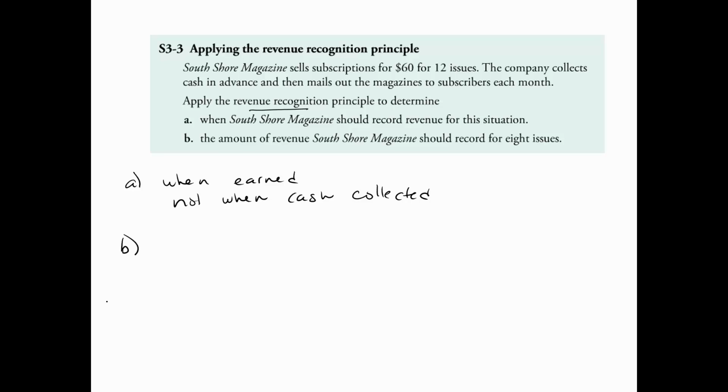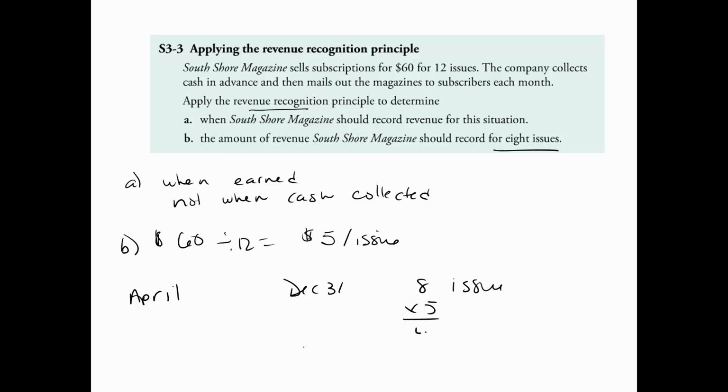So for this one, if it was $60 for 12 issues, then I have $5 per issue, right? And so let's say somebody paid for a subscription in April, and so they paid me for 12 issues, but now it's December 31st, and I've sent 8 of those issues. So the revenue I'm going to record for 8 issues times $5 each is $40 of revenue. So they paid me $60. I have now provided $40 of that, so $20 is what I still owe them. Either $20 worth of magazines or $20 back, like let's say they canceled it or something like that.